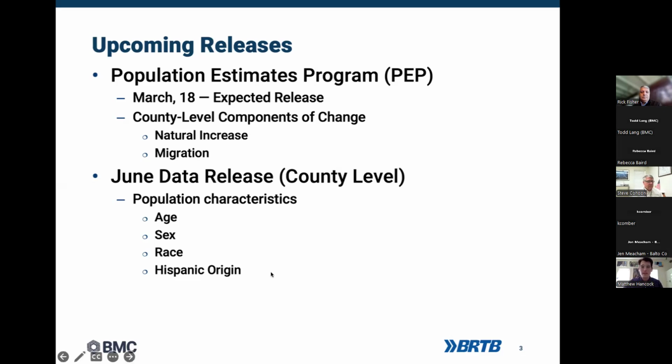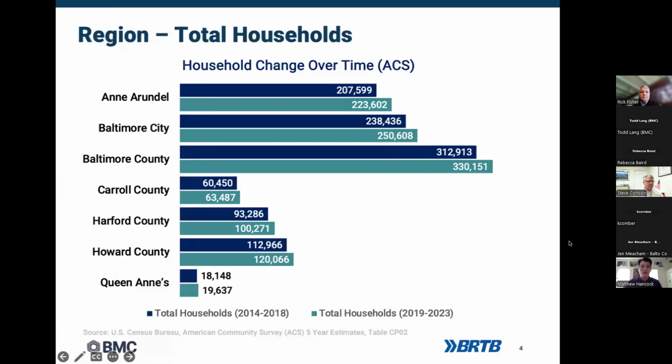So to move into it, we're going to look at regional change for households over time. What we have here is from the most recent ACS. This is from the comparative tables. This is what was released in December, which shows the comparison between the two 5-year projections of the most recent data. So that will be 2014 to 2018, and then 2019 to 2023.